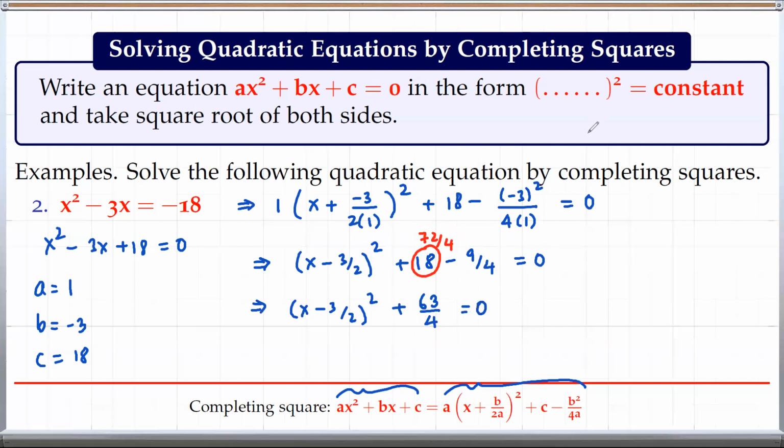We are almost there. We want to write in this format, so we want to move the constant to the other side. That will give us x minus 3 by 2 squared, and if you subtract 63 by 4 from both sides, you get negative 63 by 4 over here. Now the last step is to take square root of both sides. So I'm going to do that over here.